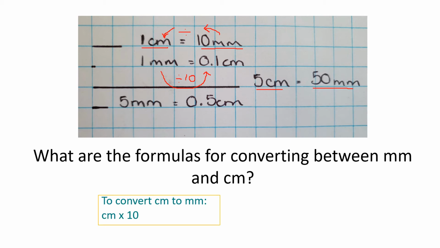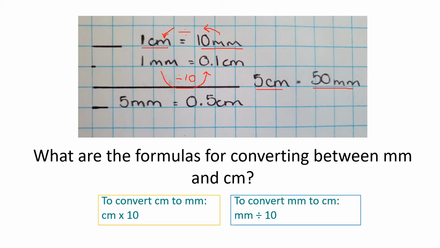So if I convert centimetres to millimetres, I times the centimetres amount by 10 because there are 10 millimetres per centimetre. If I want to convert millimetres to centimetres, I need to divide the amount in millimetres by 10.